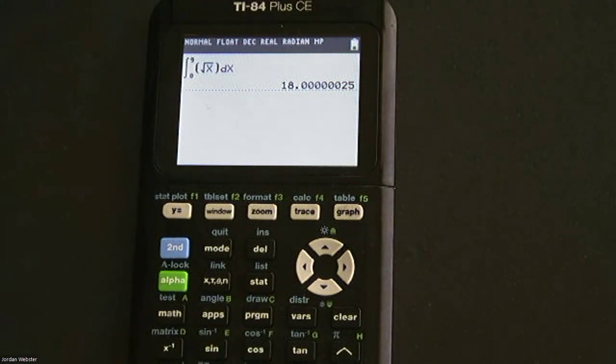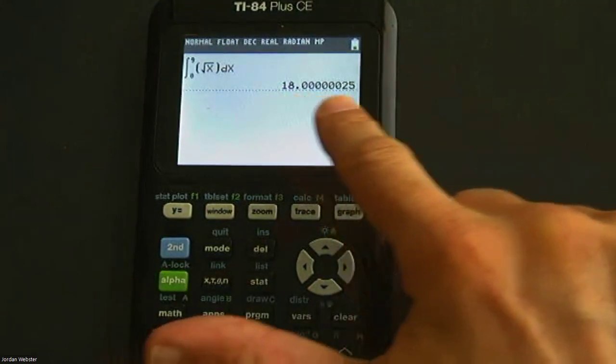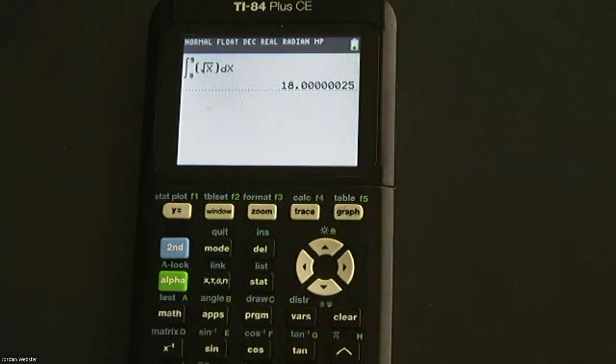But if I were looking for an exact answer, I do have to realize that my calculator does this process, and it might be just slightly off in certain circumstances. Okay. So if you're looking to get exact answers, you might have to be a little bit cognizant of what your calculator is giving you.